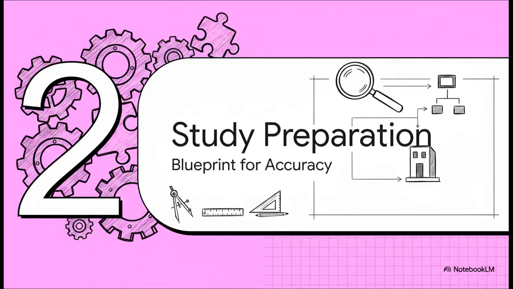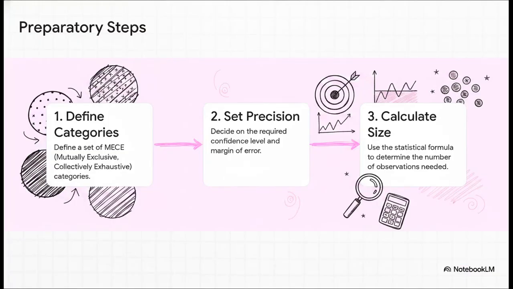All right, let's move into what is, honestly, the most critical phase, the prep work. Because a work sampling study is only as good as its design. This is where you lay the foundation, your blueprint for getting accurate data. Success here really boils down to 3 key steps. First, you've got to define your activity categories. Now, they need to be what we call MICE. That's mutually exclusive and collectively exhaustive.